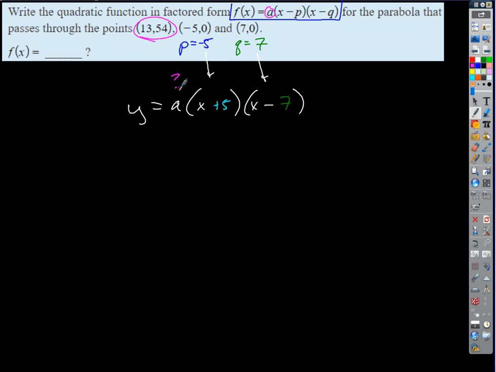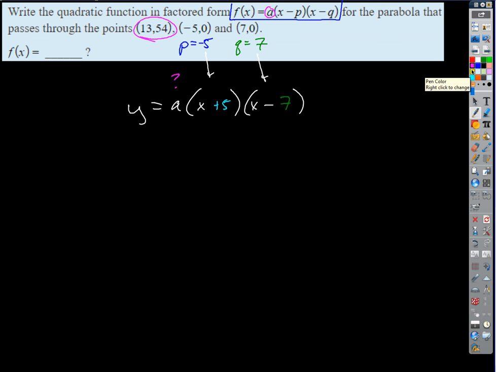If I try to plug in -5, it's not going to work, is it? If I plug in -5 for x and 0 for y, look what would happen. I would get 0 equals A times -5 plus 5 is 0 times, well, who cares? 0 equals 0, right? So do you get that? These have already been used up. I already used those points to determine what P and Q were, right? Now I've got to use the other point to solve for A, right? So what if I do that?